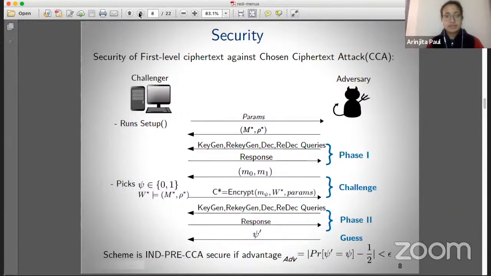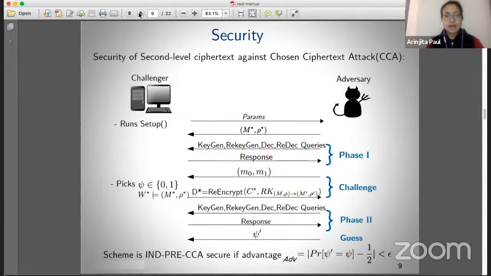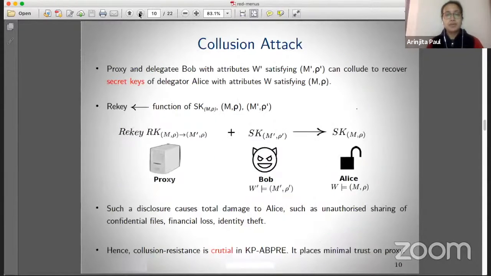So this is for the first level, and for the second level, you have a second level encryption of the message. So the scheme is said to be PRE-CCA secure if the advantage of the adversary in guessing the message bit is negligible. So here is the security game. So we'll be talking about a very important property of proxy encryption, which is collusion attack.